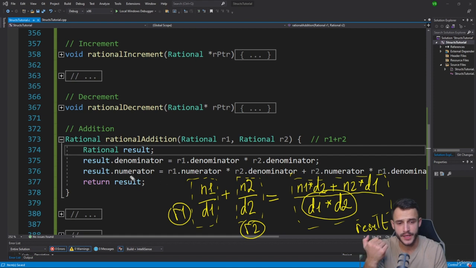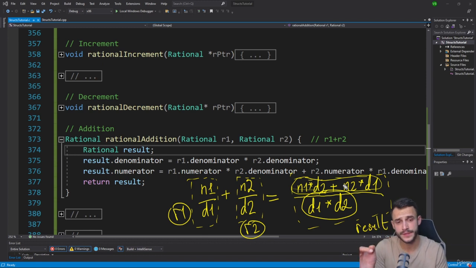How do we do it? We say result.numerator, which is this part, will be equal to r1 numerator, which is n1, multiplied by r2 denominator, which is d2, plus r2 numerator multiplied by r1 denominator. And then we calculated the result numerator. That's math. Once again, math, math, math.